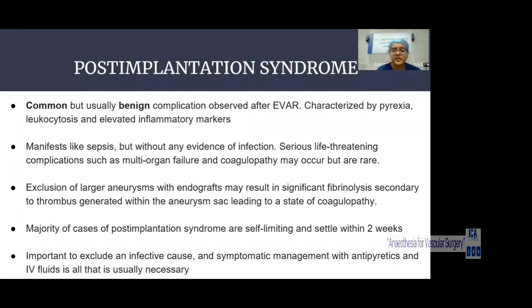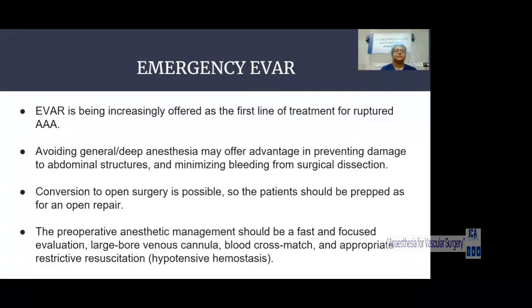Coagulopathies can arise due to the significant fibrinolysis during the exclusion of larger aneurysms with endografts. The majority of these cases of post-implantation syndrome are usually self-limiting. It is important to exclude an infective cause and ensure symptomatic management with antipyretics and IV fluids.